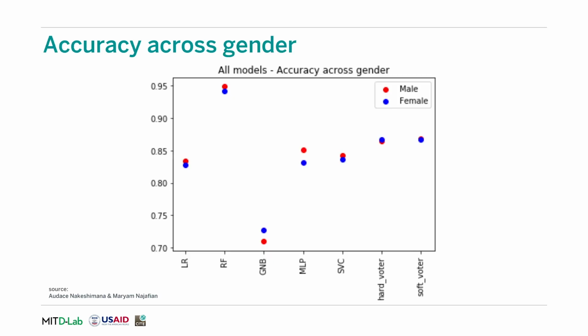This plot shows accuracy across gender, and you can see that there are different levels of the gap between the male and female demographic depending on the model type, and this is an example that indicates that different models inherently have different levels of bias.